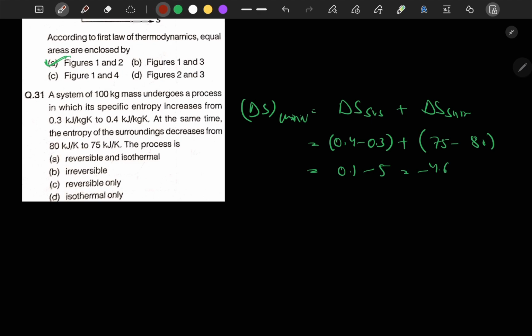Sorry for the error. Here it is given 100 kg mass, so we will multiply this by 100. This term is in kilojoule per kg Kelvin, and this is in kilojoule per Kelvin. So we will get this term to be equal to 10, and we will get a value of 5. So this value is greater than 0, so the process is irreversible. If it was equal to 0, then the process would be reversible.